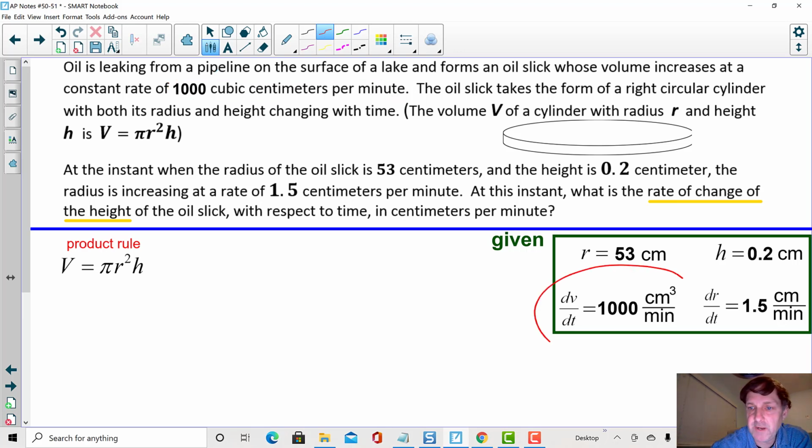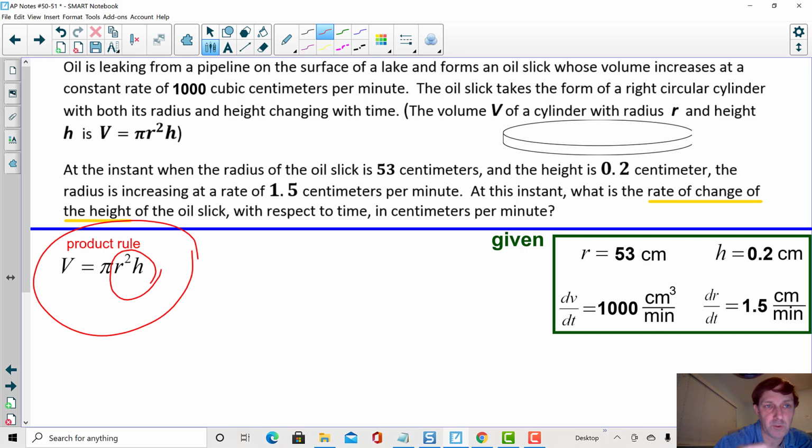So we're going to write that right here. V prime is equal to 1,000 cubic centimeters per minute. And we want V prime to be positive 1,000 because the volume is increasing by that amount. The oil slick takes the form of a right circular cylinder with both its radius and height changing with time. So because the R and the H are both changing with time, we cannot plug any constants in for the R or the H. So like I said, we're going to end up with a product rule.